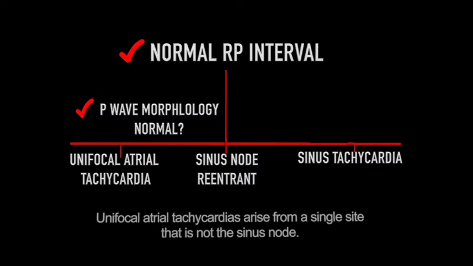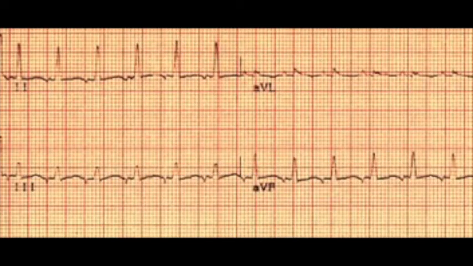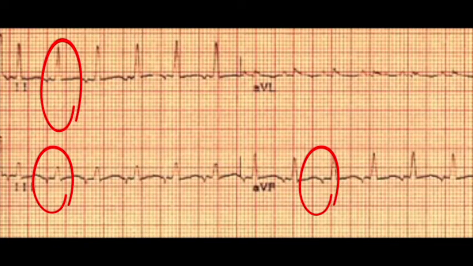The P waves themselves will be distinct, but have a vector that is not normal and often a very short PR interval. In this ECG, you can clearly see the P waves, but if you're looking at leads 2, 3, and aVF, the vector is negative and the morphology is not typical of a sinus-generated P wave. This indicates a rhythm that is generated from a non-sinus node atrial site, which we refer to as unifocal atrial tachycardia.